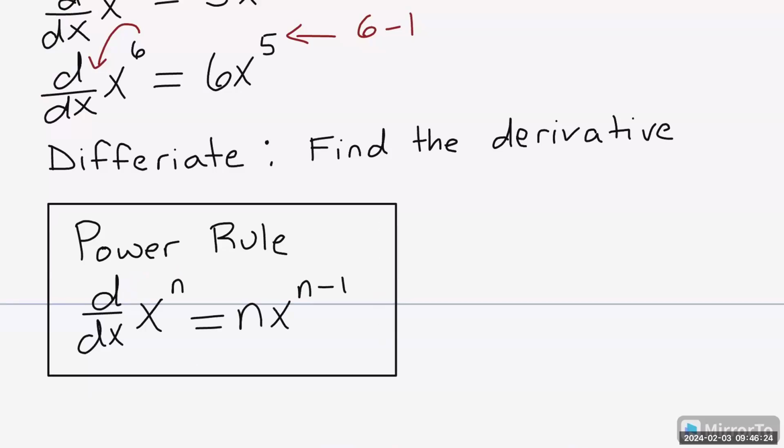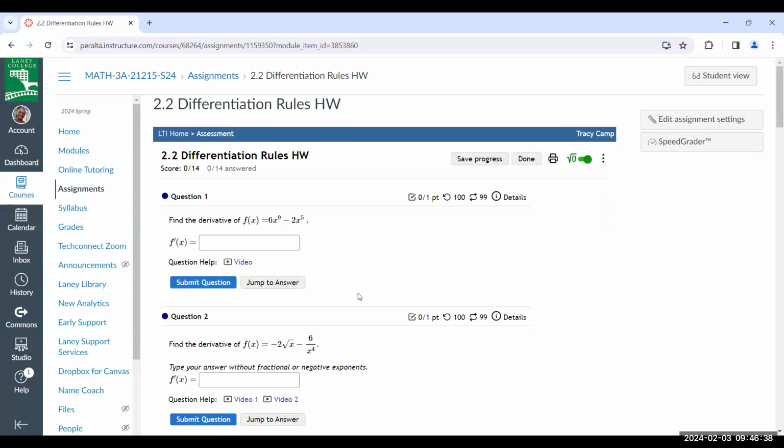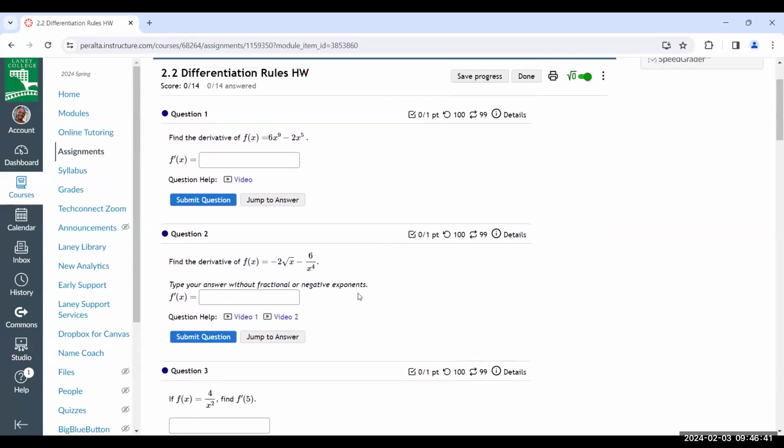So we are going to practice using this rule by doing a homework problem. So let's go to the homework. And let's look at number 1. Number 1 says find the derivative of 6x to the 9th minus 2x to the 5th. So what you want to do here, we're going to use the power rule, which means the power drops to the front.